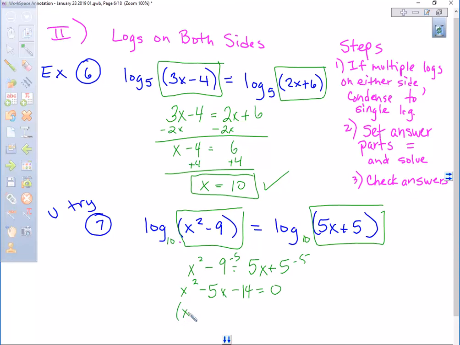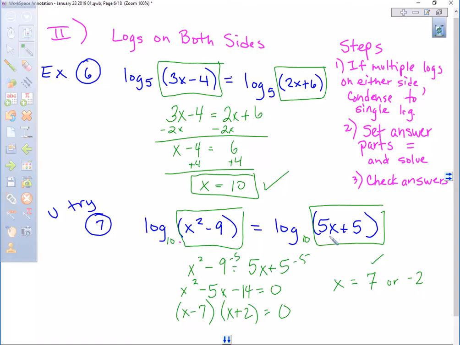So this factors to x minus 7 and x plus 2. So possible solutions are positive 7 or negative 2. Now, 7, when I plug it in, I get 49 minus 9, and 35 plus 5, 7 works. Negative 2, when I plug it in, I get 4 minus 9, which is negative 5. I can stop there because my answer part can't be negative.